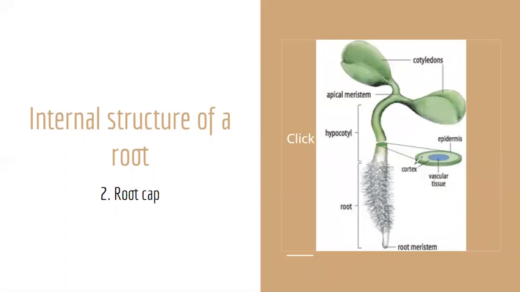Number two, the second internal structure of a root is the root cap. It covers the apex of the root. It consists of simple parenchyma cells that protect the growing part, also known as the apical meristem or root meristem, the zone of meristematic activity of the root tip. It provides protection as it is pushed past soil particles that it is going to face there.